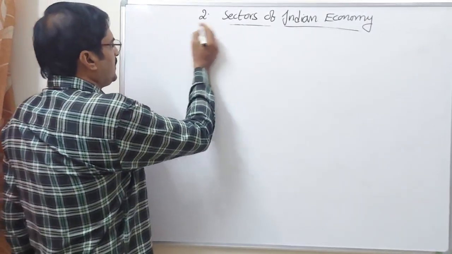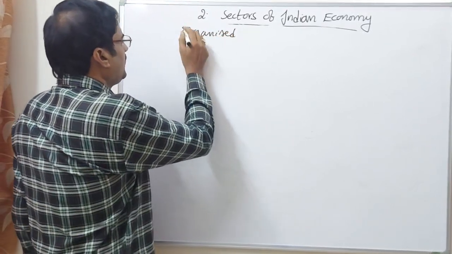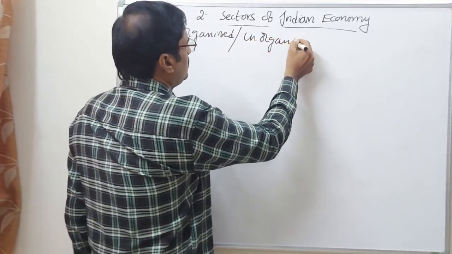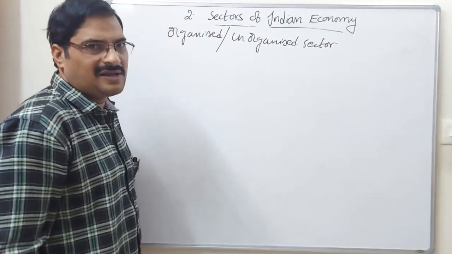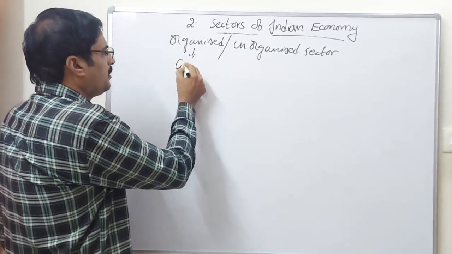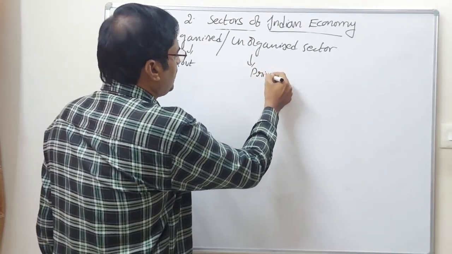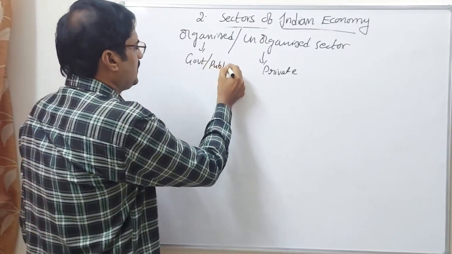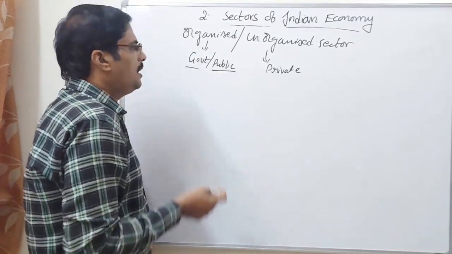Public sector and private sector, organized sector and unorganized sector. Organized sector, unorganized sector. Organized sector is nothing but a government sector, whereas unorganized sector is nothing but a private sector. Public sector means more importance is given to the people.